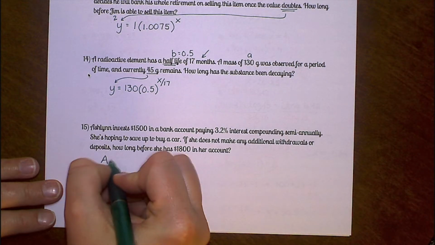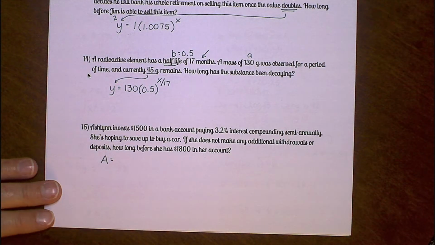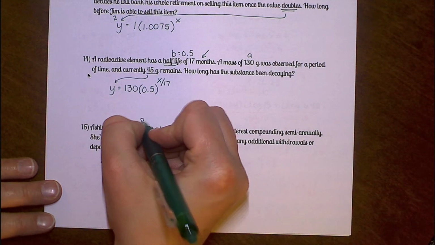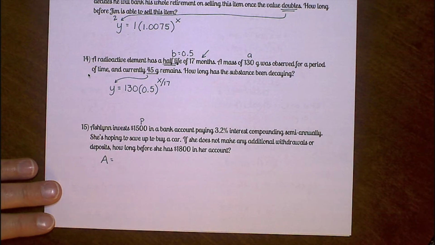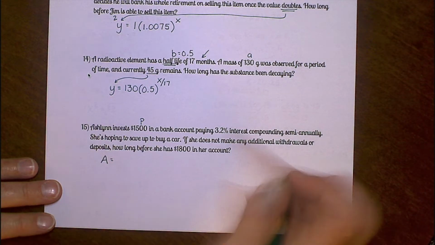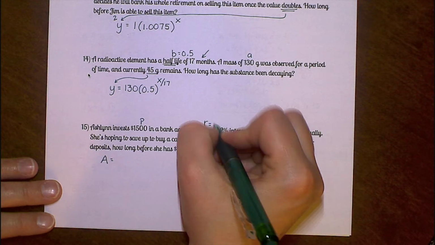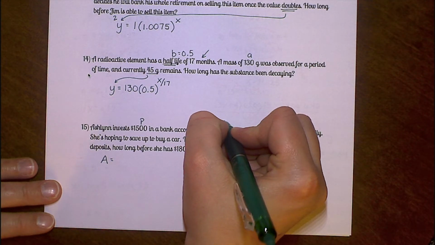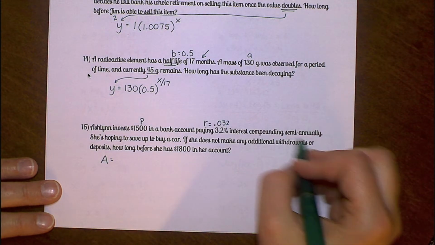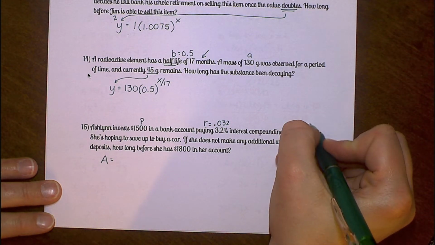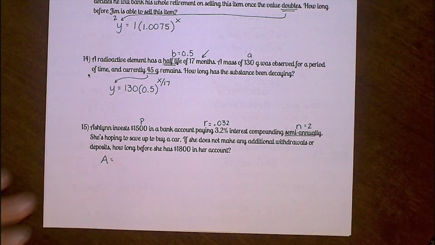Compound interest is P, and sorry, I should have read through this problem first. If we're investing $1,500, that's my P, right, my principal. 3.2% interest means my R value, if I move that decimal over, is 0.032. Compounding semi-annually means my n value is going to be 2 because that's twice a year. And then my bet is we're trying to solve for t here.